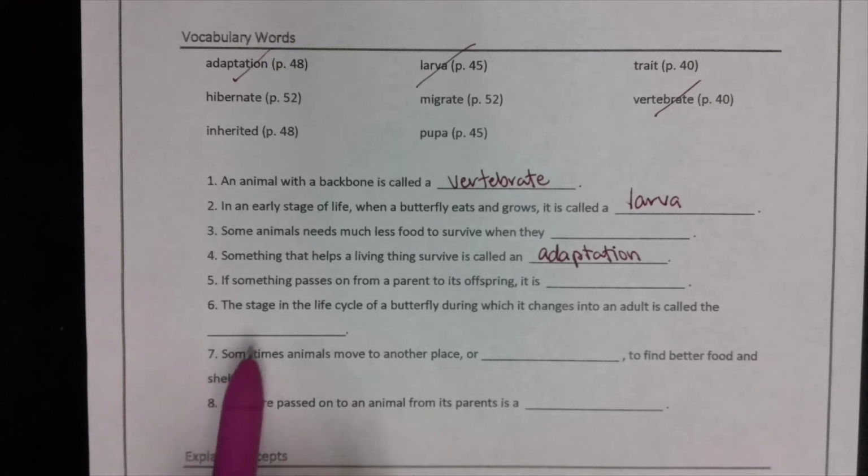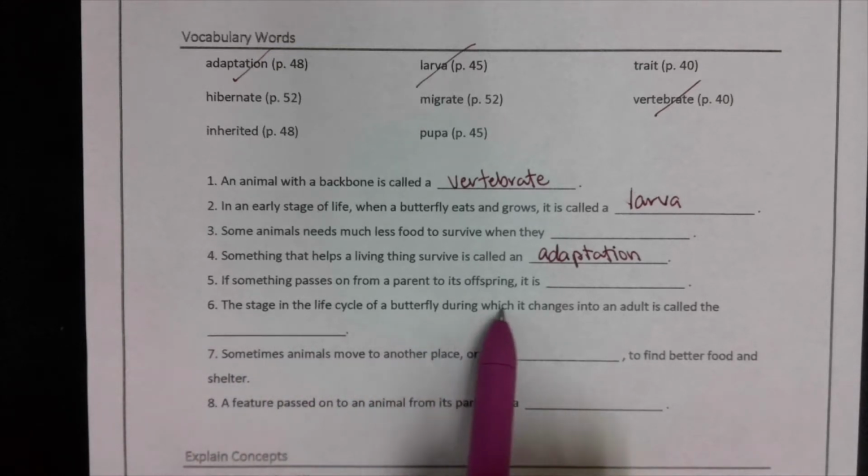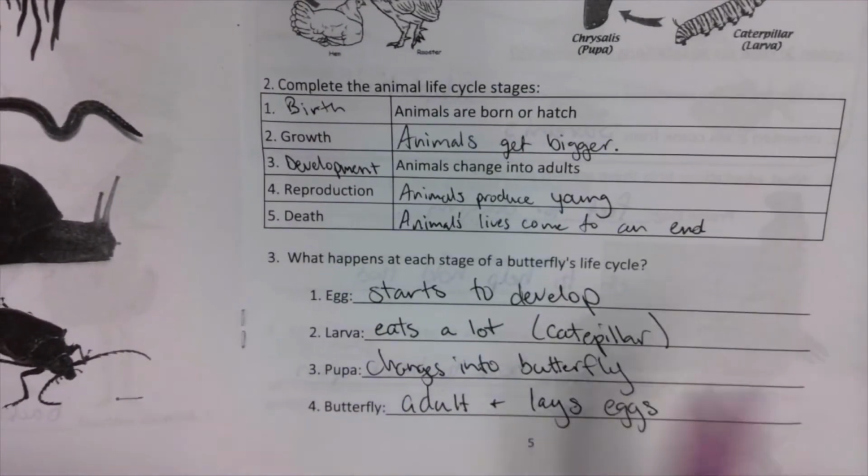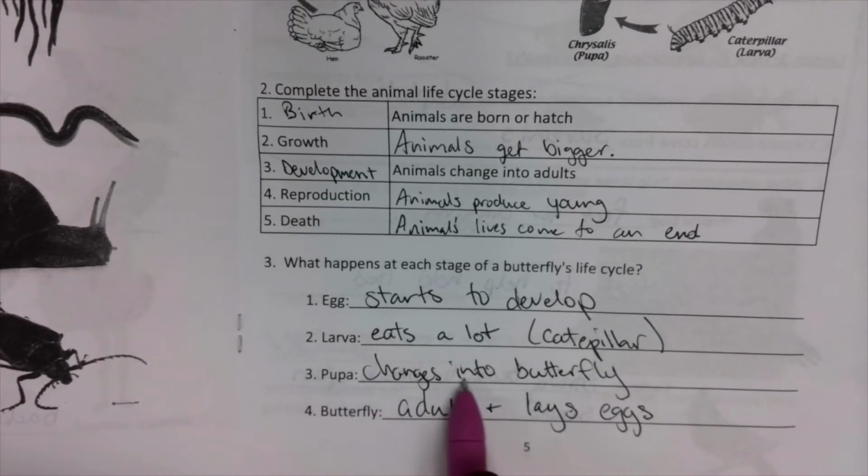Number 6, the stage in the life cycle of a butterfly during which it changes into an adult is called the... Put my notes back under, page 5 of my notes. Ooh, changes into a butterfly. It's the pupa stage.